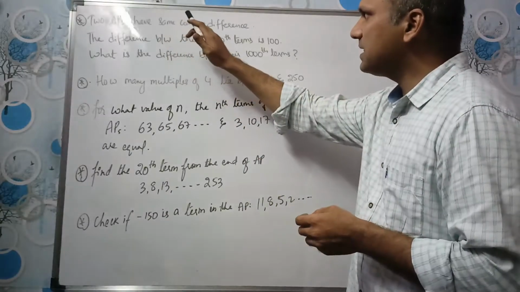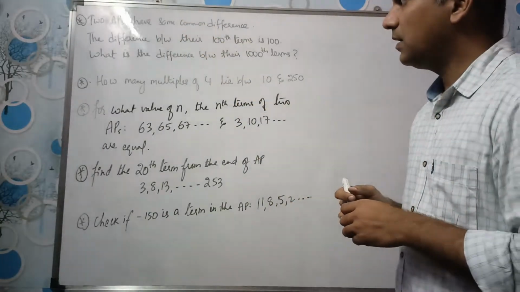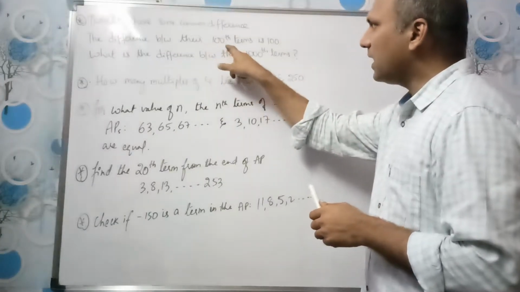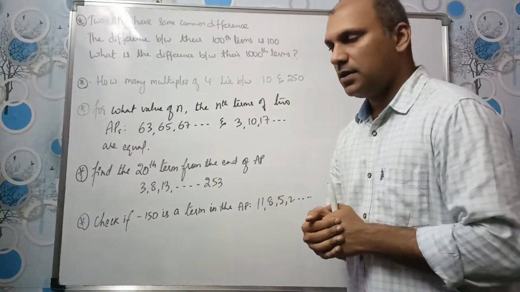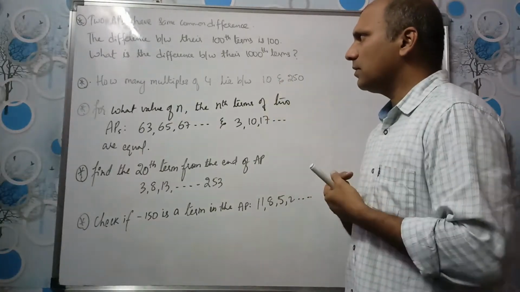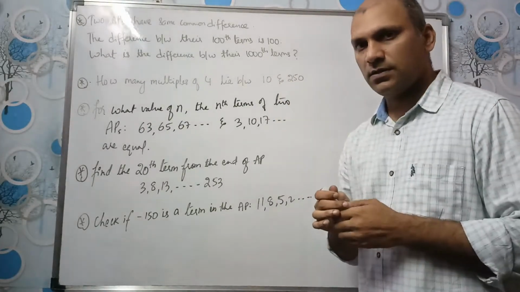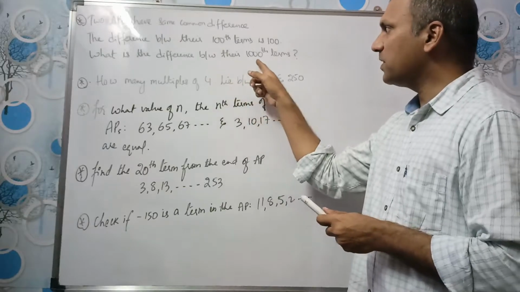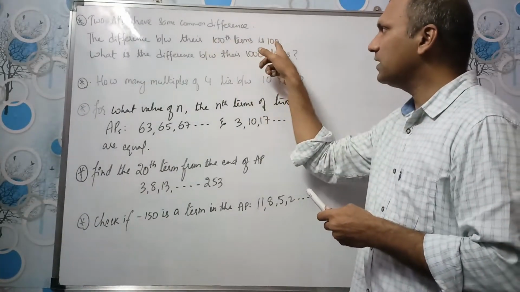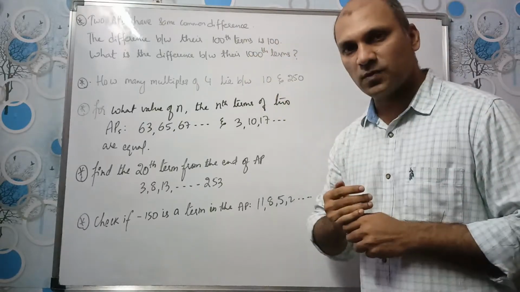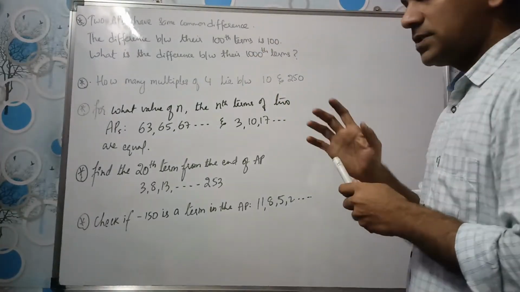See, two APs have same common difference. The difference between their 100th terms is 100. What is the difference between their 1000th terms? Most of the students will not solve this and they will tell it is 1000. Because the difference between the 100th terms is 100, so the difference between the 1000th terms will be 1000, right? Which is not the case.